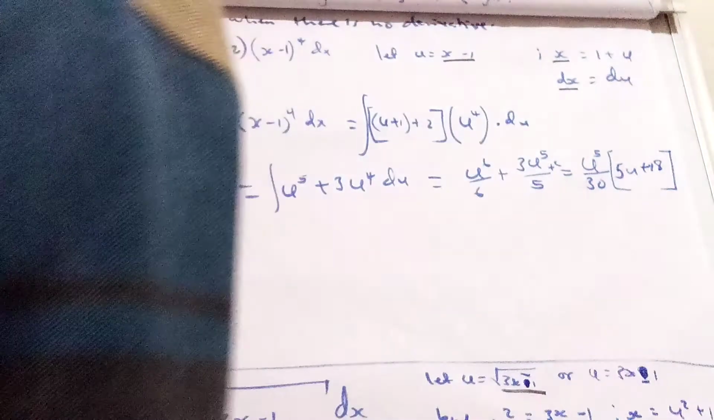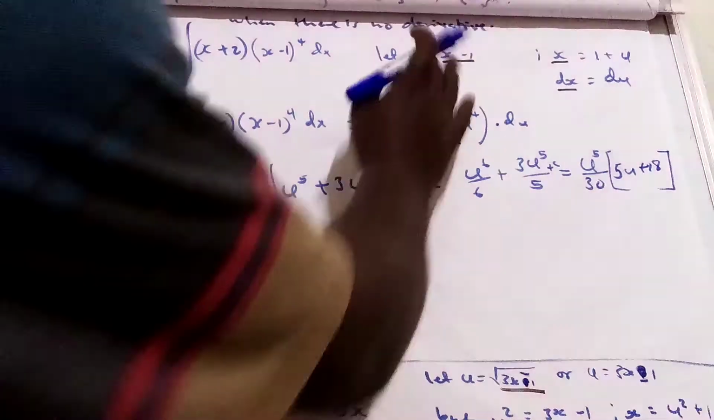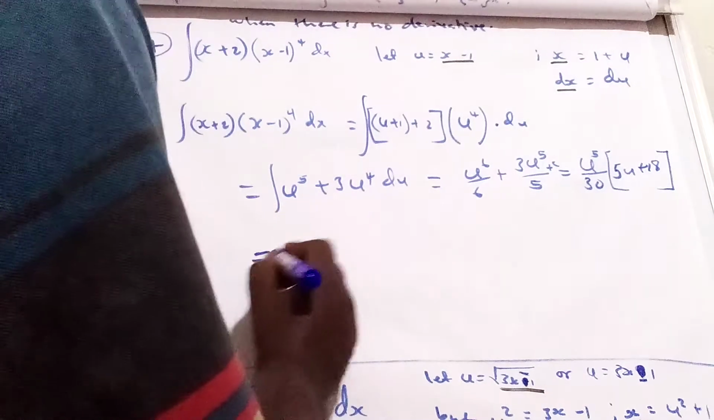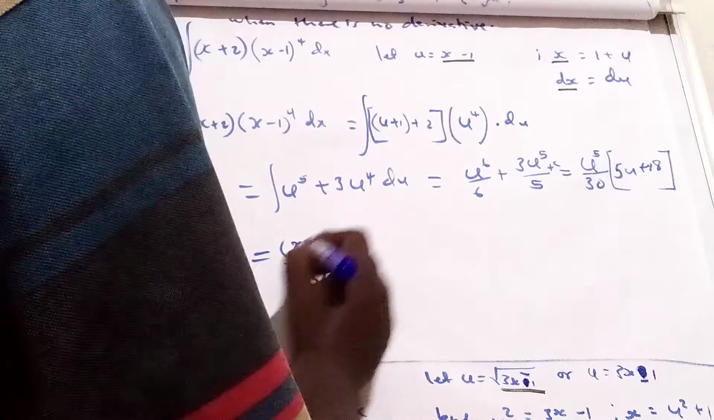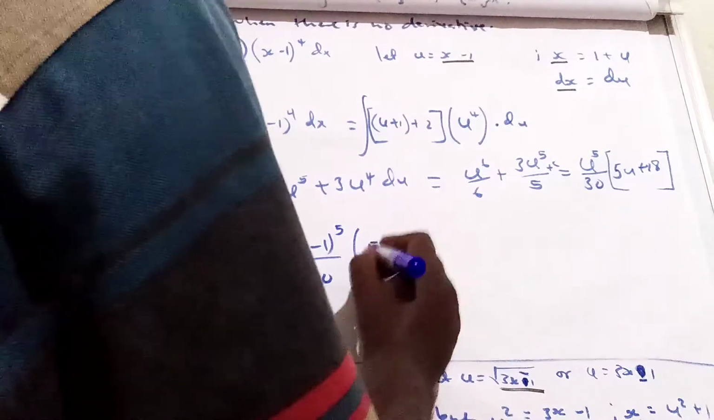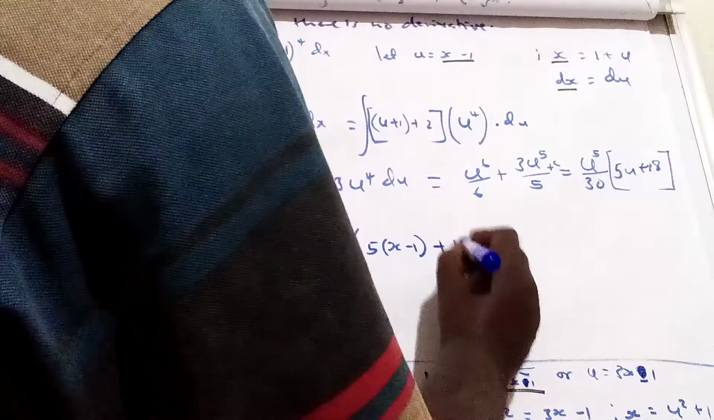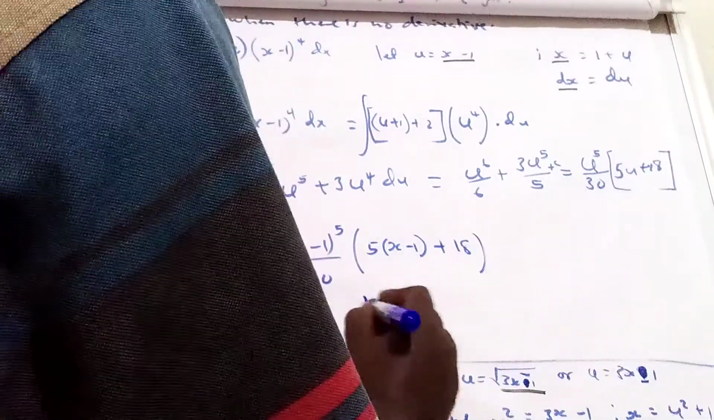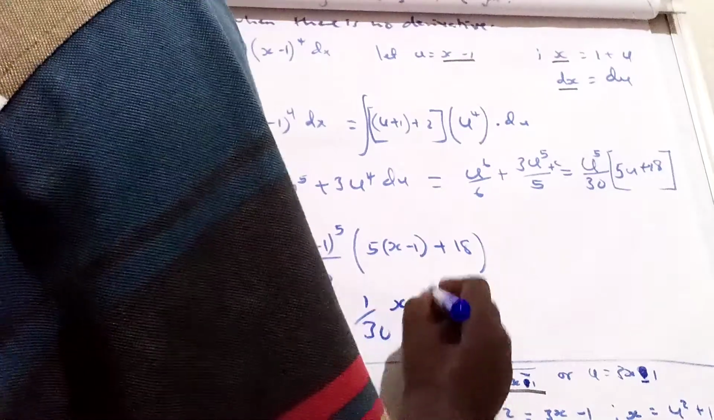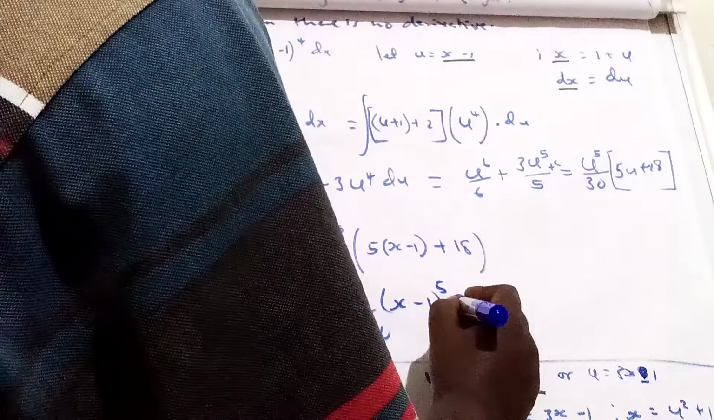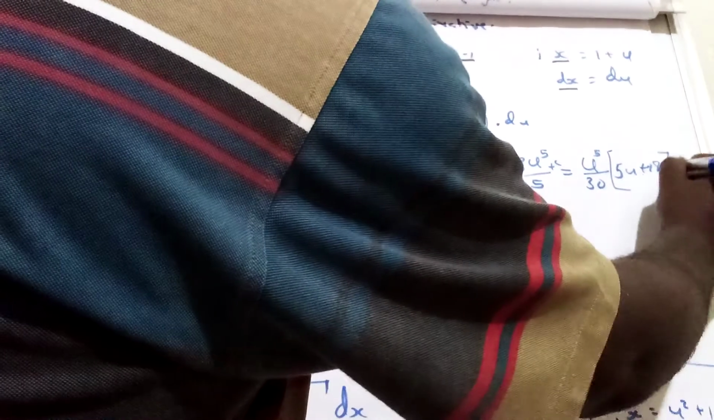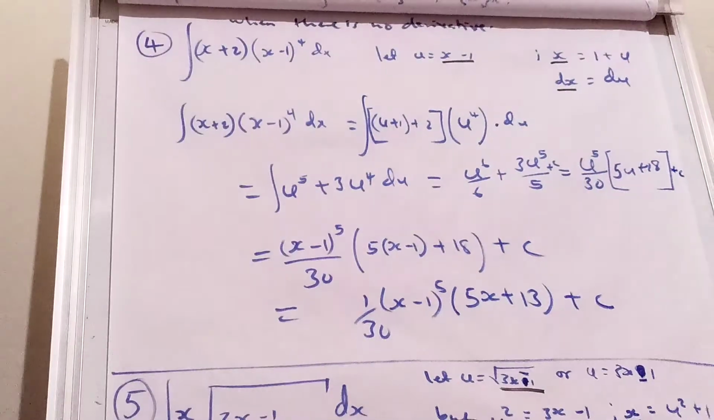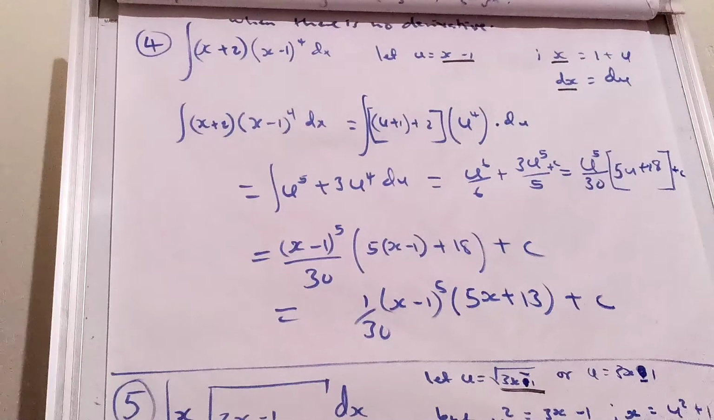So now you substitute back. U was x minus 1, so that's nice. So our answer becomes x minus 1 over 30, but that x minus 1 is raised to the power 5. Then 5 into x minus 1 plus 18. So it looks like 1 over 30, x minus 1 to the power 5 into 5x plus 13. So don't forget the constant. Even when there's no function, there's no derivative, things should look like that.